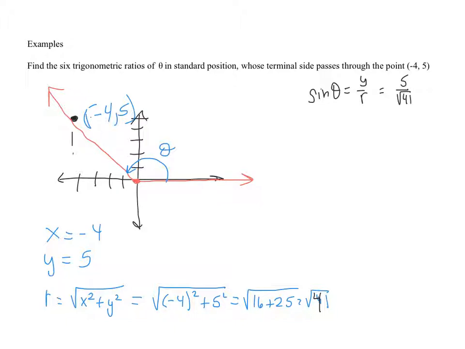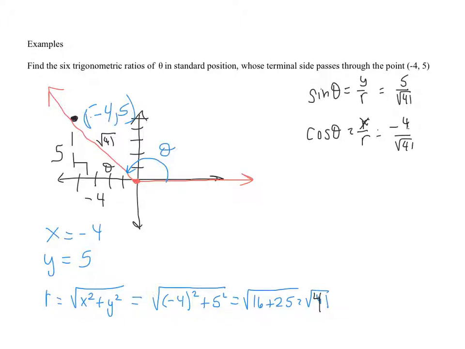I also could make the triangle if I want by making our perpendicular line. This side would be negative 4, this would be 5, this would be square root of 41. Always using the angle here by the origin, opposite over hypotenuse would also be 5 over root 41. Cosine of theta is x over r. So that's negative 4 over the square root of 41.